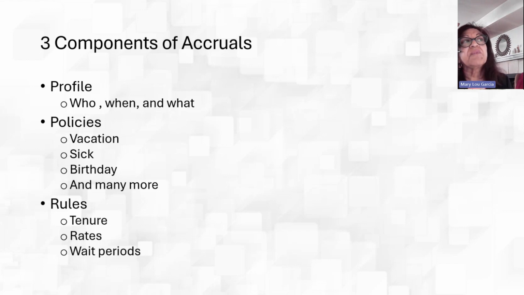So if we look here, we have the profile, which is who, when, and what. Your policies, vacation, sick, birthday, and many more. I mean, it could be floating holidays. It could be comp time. It could be anything like that in your policies. And your rules, they put it all together. So I kind of look at it like a recipe, right? So you have your profile, which is what am I going to do, or what am I going to make? Your policies are your ingredients. How are you going to put those together? Are your rules. So that's my recipe for accruals.